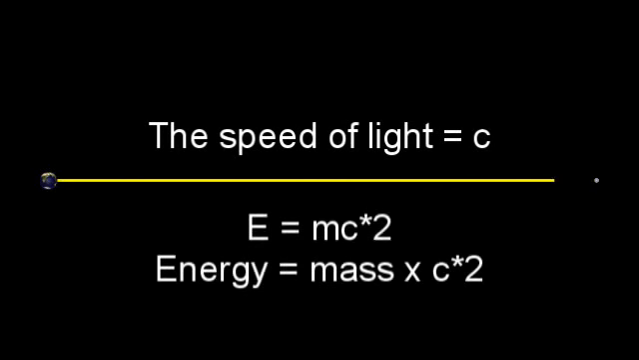This is a good time to mention that the speed of light is referred to as c. So the c in E equals mc squared means that energy equals mass times c, the speed of light, squared.